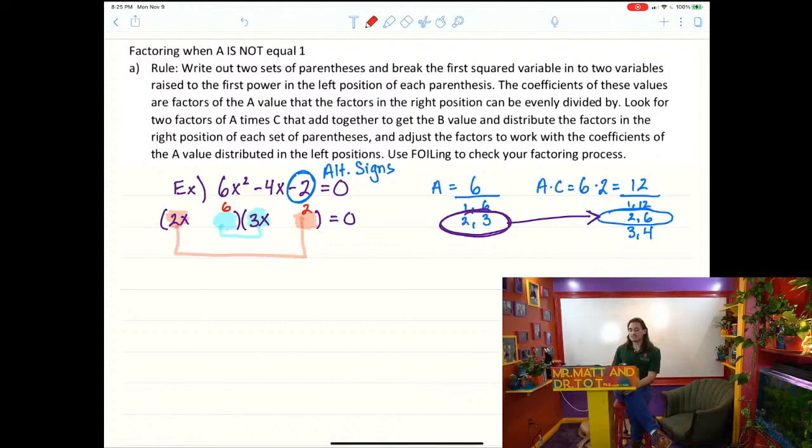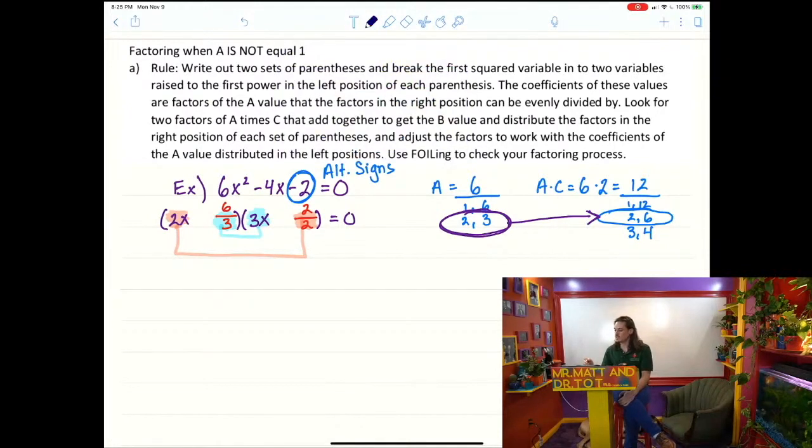Now, because each of these values are now necessarily off because they're being multiplied by an additional value, because unto themselves they multiply into 12 and they add into negative 4. So now we're increasing 6 by a factor of 3 and we're increasing 2 by a factor of 2. So you have to massage that difference away by reducing the factors by the coefficients that they're going to be multiplied by.